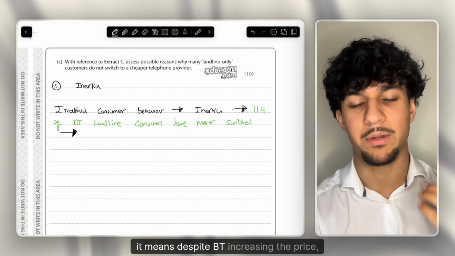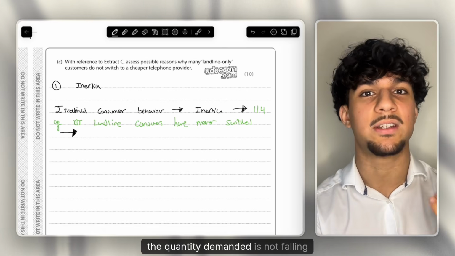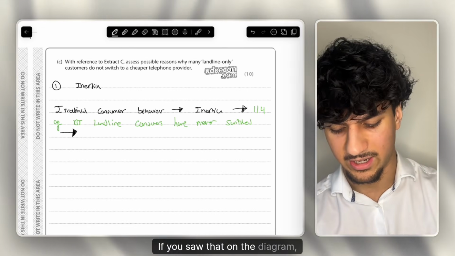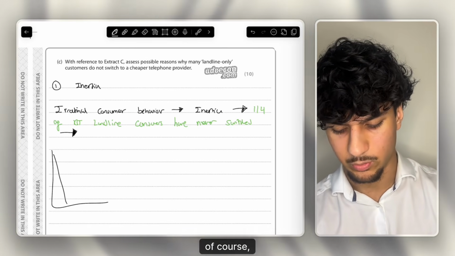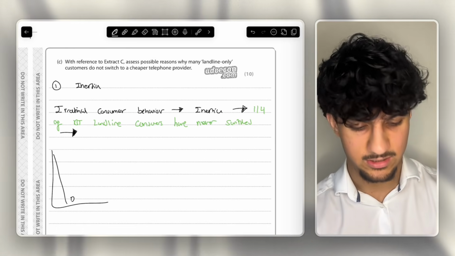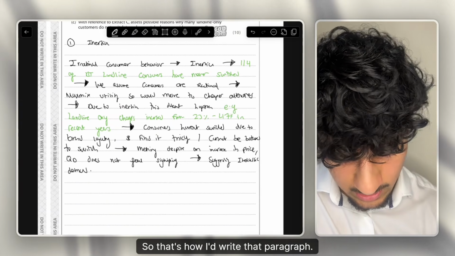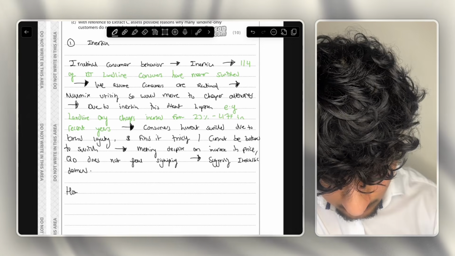Therefore, it means despite BT increasing the price, the quantity demanded is not falling significantly. If you saw that on the diagram, of course, it would look something like this. Which, of course, what does that represent? Inelastic demand. So that's how I'd write that paragraph. Let's now move on to the evaluation stage of the paragraph.